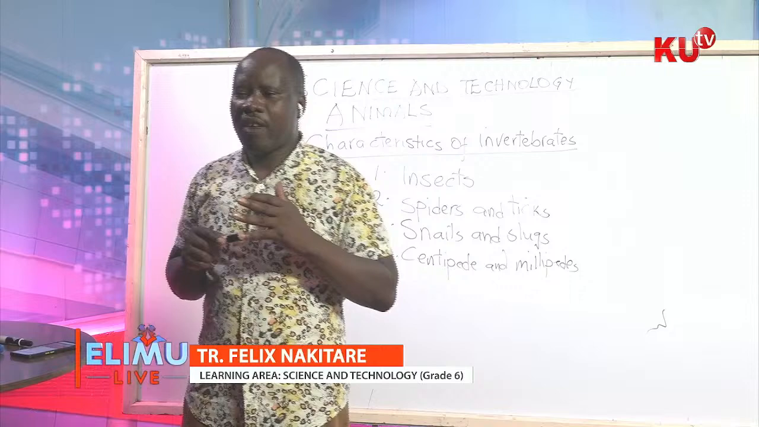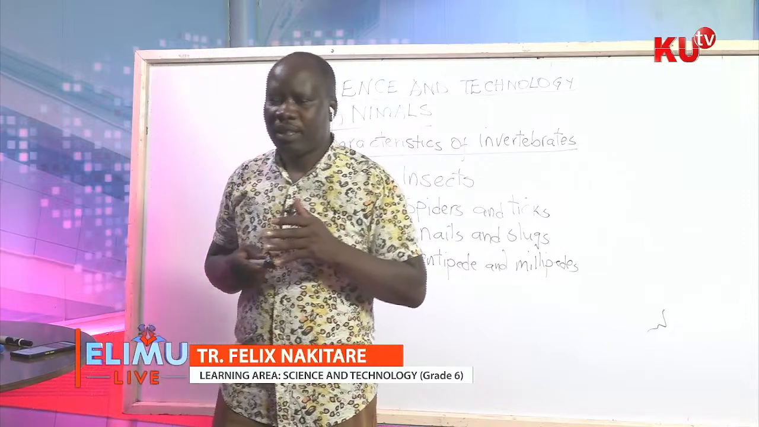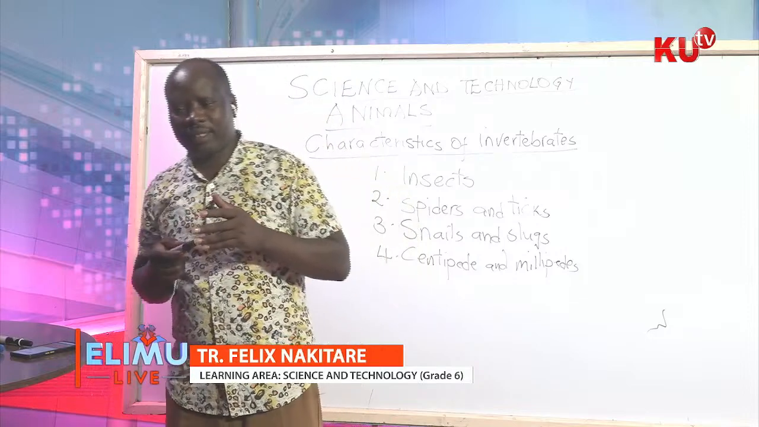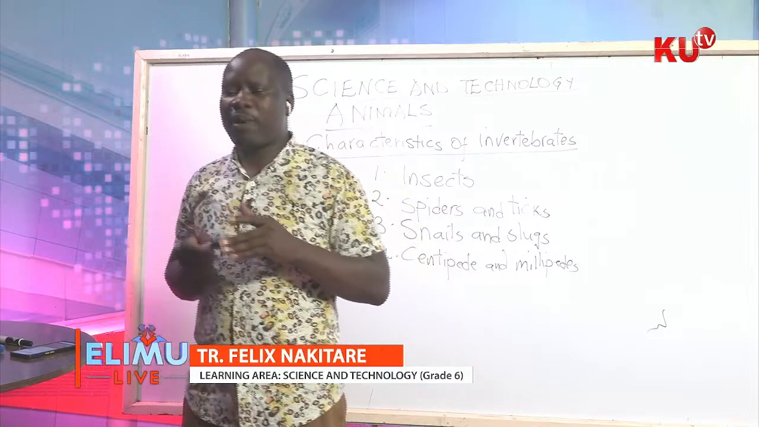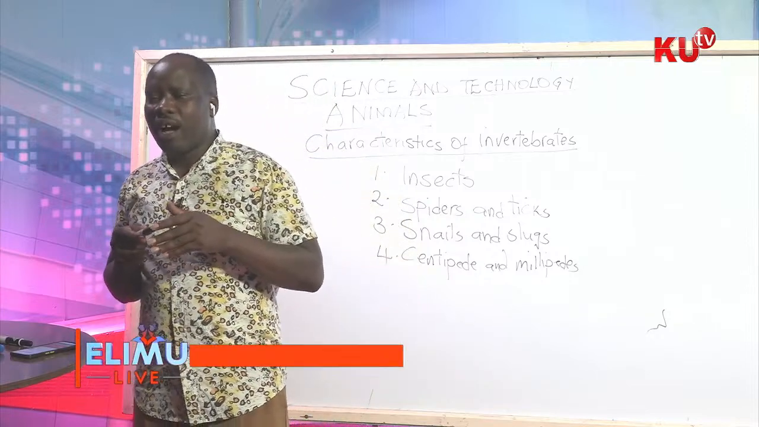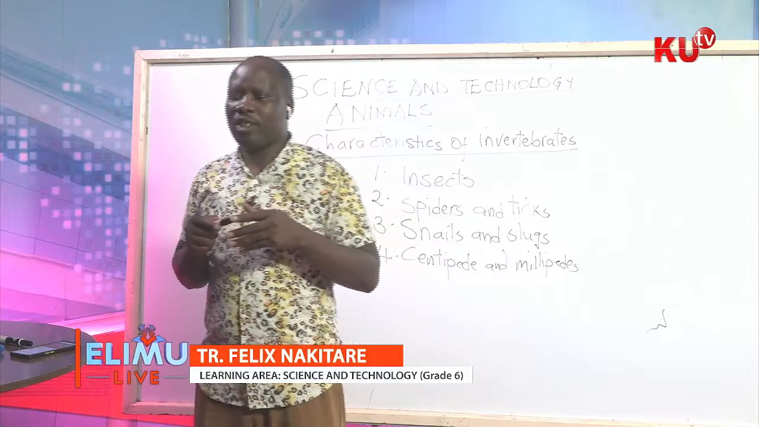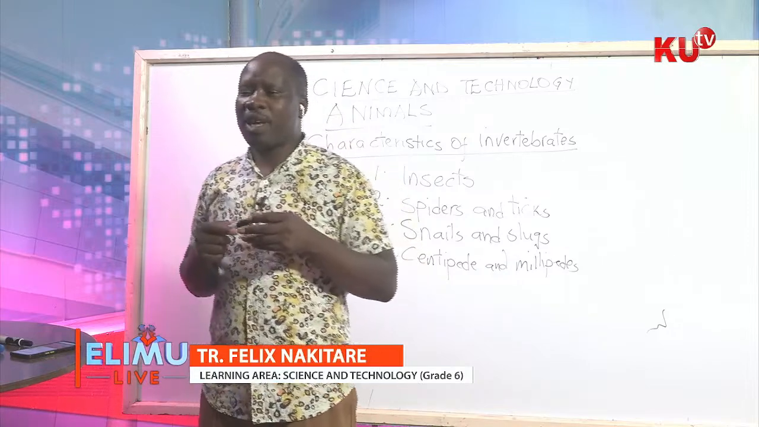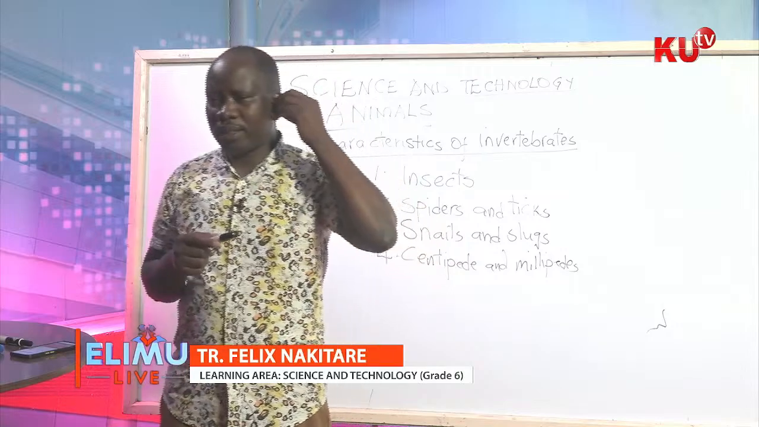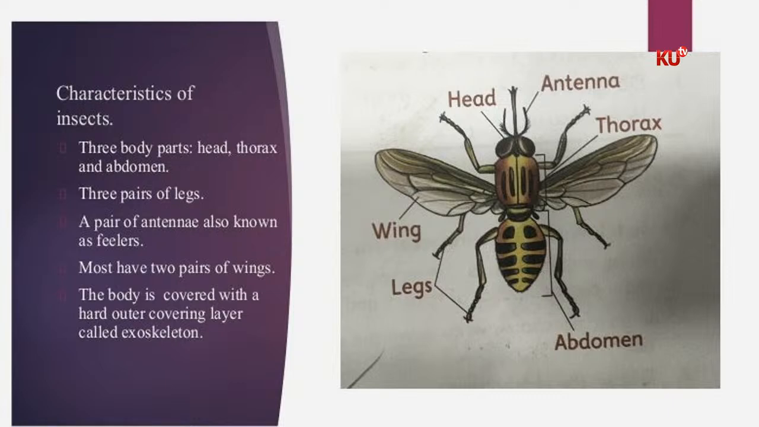Number one, they have 3 body parts: the head, the thorax, and the abdomen. They have 3 pairs of legs. They have 2 pairs of wings. They have hard outer covering part called the exoskeleton, and most of them have 2 pairs of wings. That makes what is called insects.